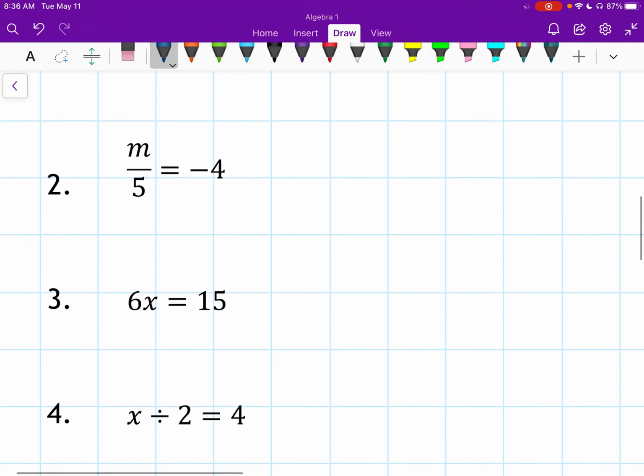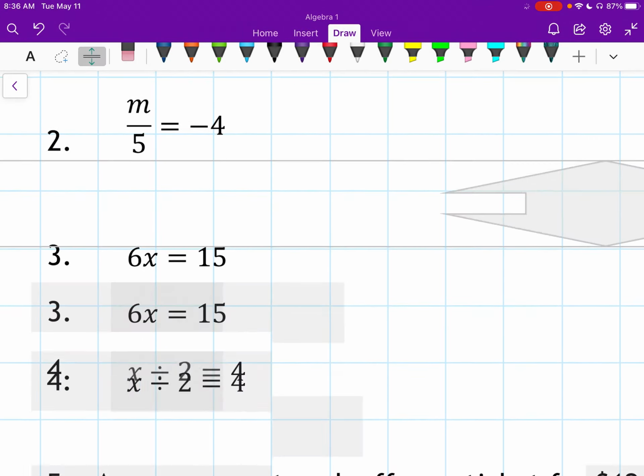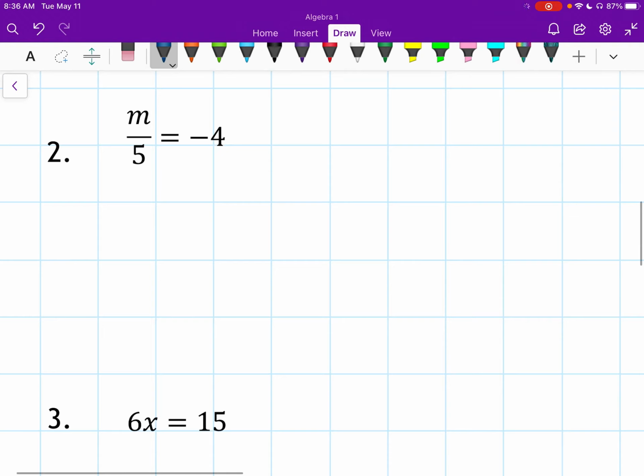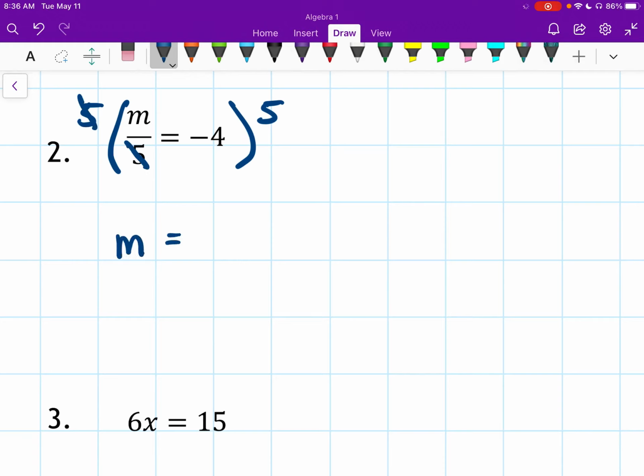All right, number 2. M over 5 is -4, or equals -4. Well, it's m divided by 5, so to undo that division, we need to multiply by 5, right? We multiply by 5 on the left side and the right side. So our 5's will cancel, and I'm left with m equals, what is -4 times 5? That'll be -20.